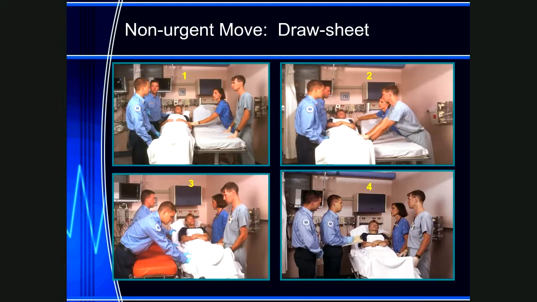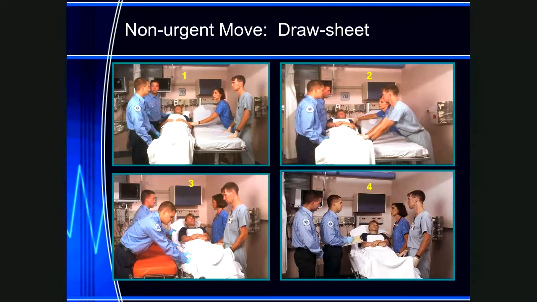Here we have a non-urgent move at the hospital called the draw sheet method. I'm going to use a sheet to move a patient from the patient's bed to the stretcher or from the stretcher to the hospital bed. The thing you've got to remember is most stretchers are covered with a paper type of sheet. Cloth sheets were real common back when we were using them, but the cost got astronomical for cleaning and disinfecting that had to be done off site. So with paper sheets, be careful that the paper sheet doesn't tear.